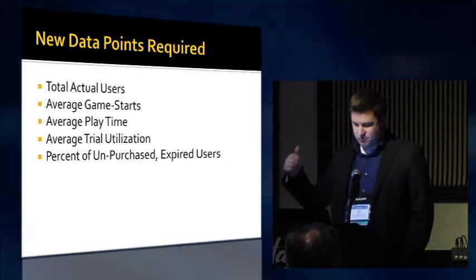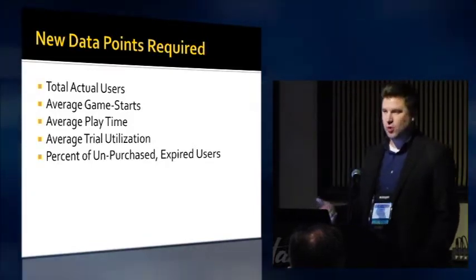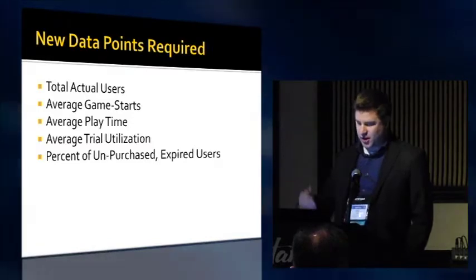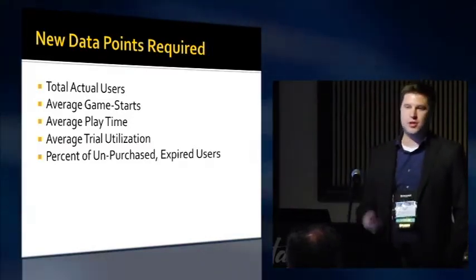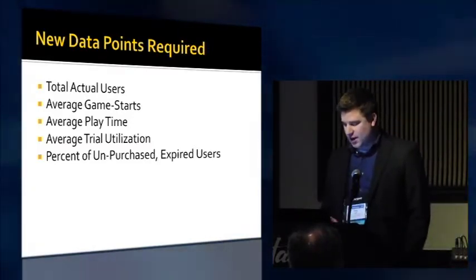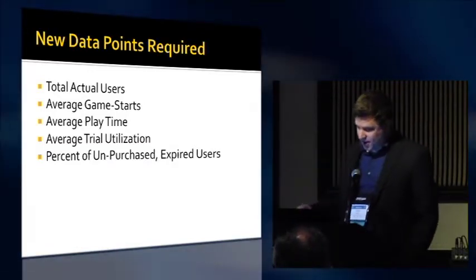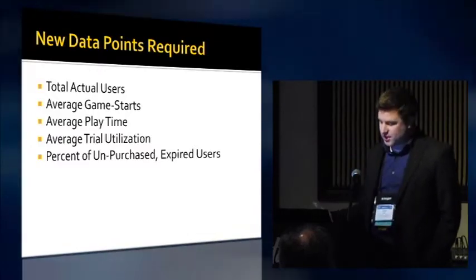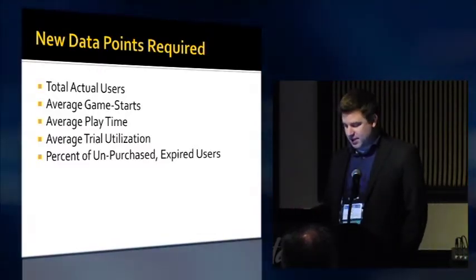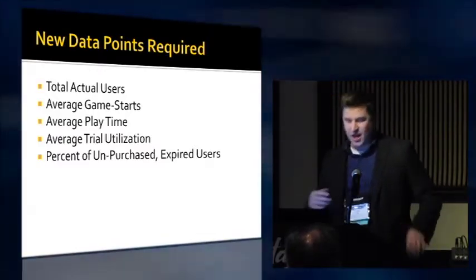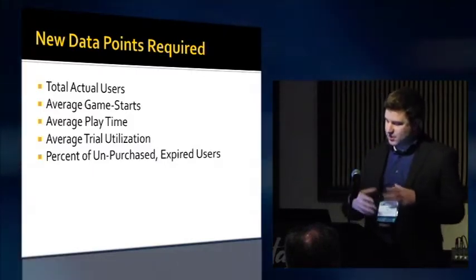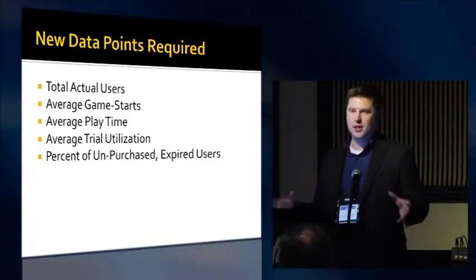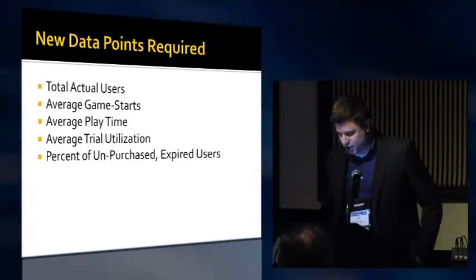Total users, average starts, I'll explain these a little bit more in detail, average play time, average trial utilization, and percentage of unpurchased, unexpired users. Now, before I get into details on these, I'd like to point out that I'm going to speculate quite a bit on the potential value of each of these data points. The reason for that is because ultimately each game or application is different, and patterns in the analytics mean something different to every product, every different type of trial, however you distribute your software, it's going to change.